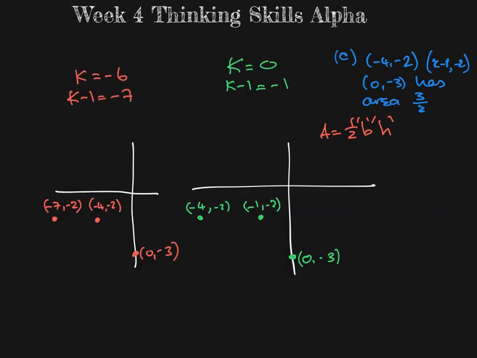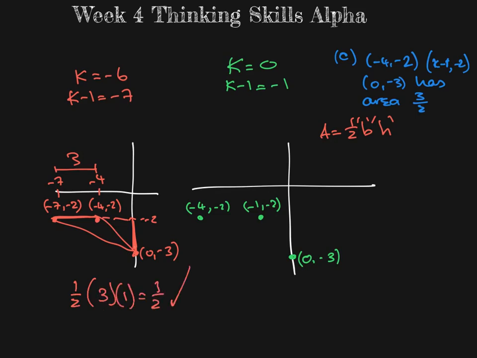So in the red scenario, we worked out that k was -6. That gives us a coordinate of -7, -2. If this is -7 and this is -4, then the base is length 3. The height, perpendicular height, is length 1. So the area is 1/2 base times height, 3/2, correct.